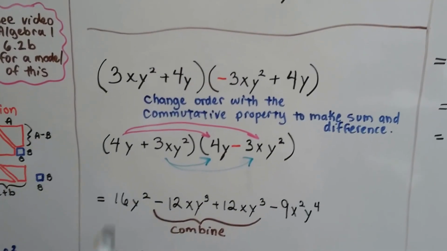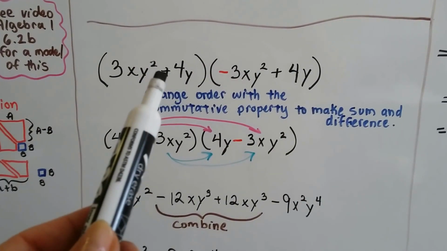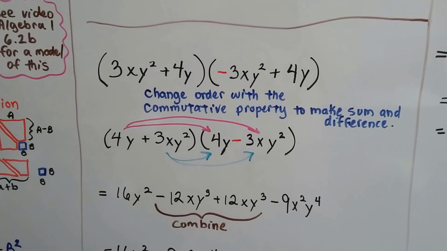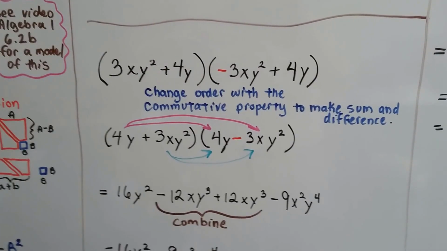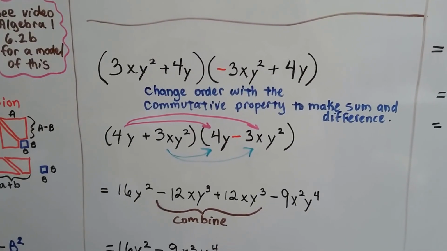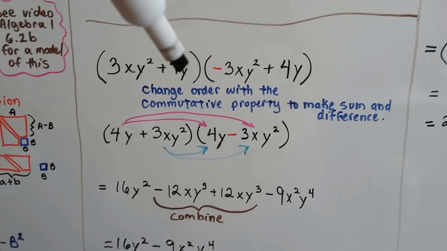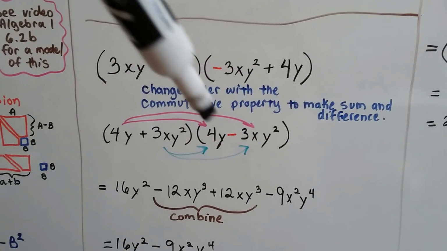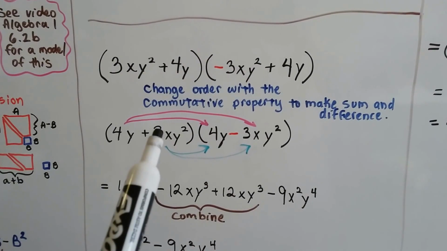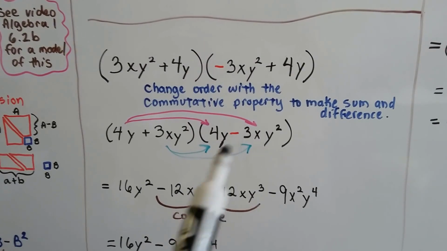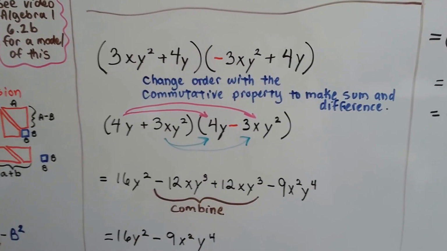Now for this one, if you look closely at it, we have a plus, and we want to do sum and difference. So what we can do is change the order with the commutative property to make a sum and difference, because this is a negative 3xy squared. We put the 4y in the front of each one, and we put the 3xy squared in the back, see? And now we've got a plus and a minus, just like we need it.